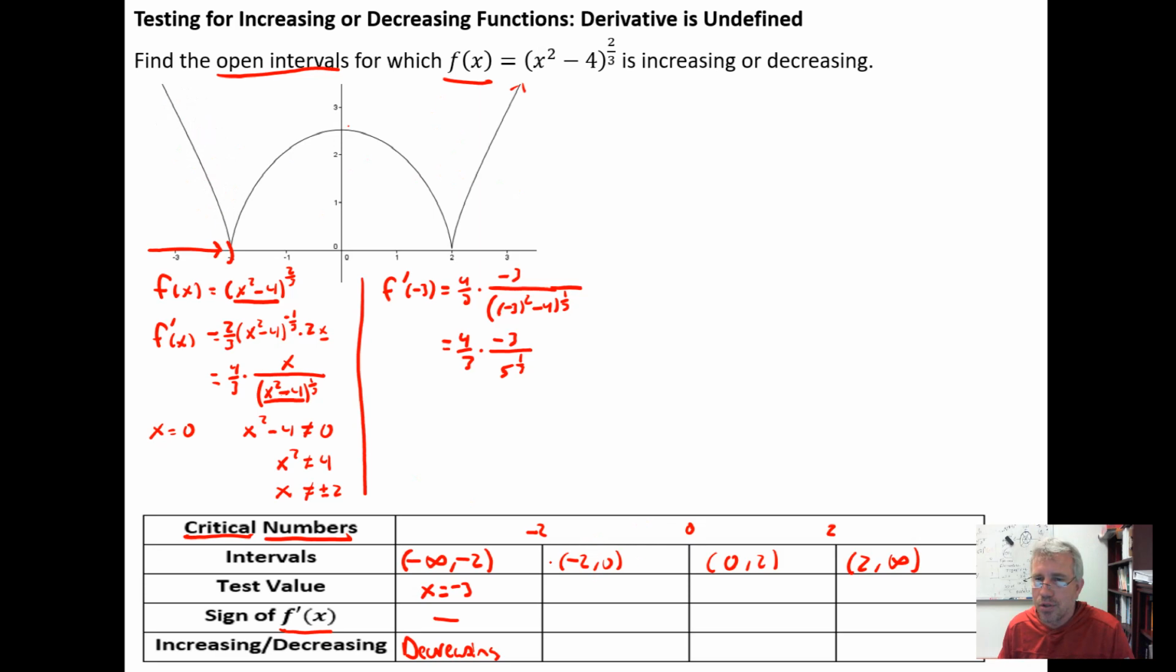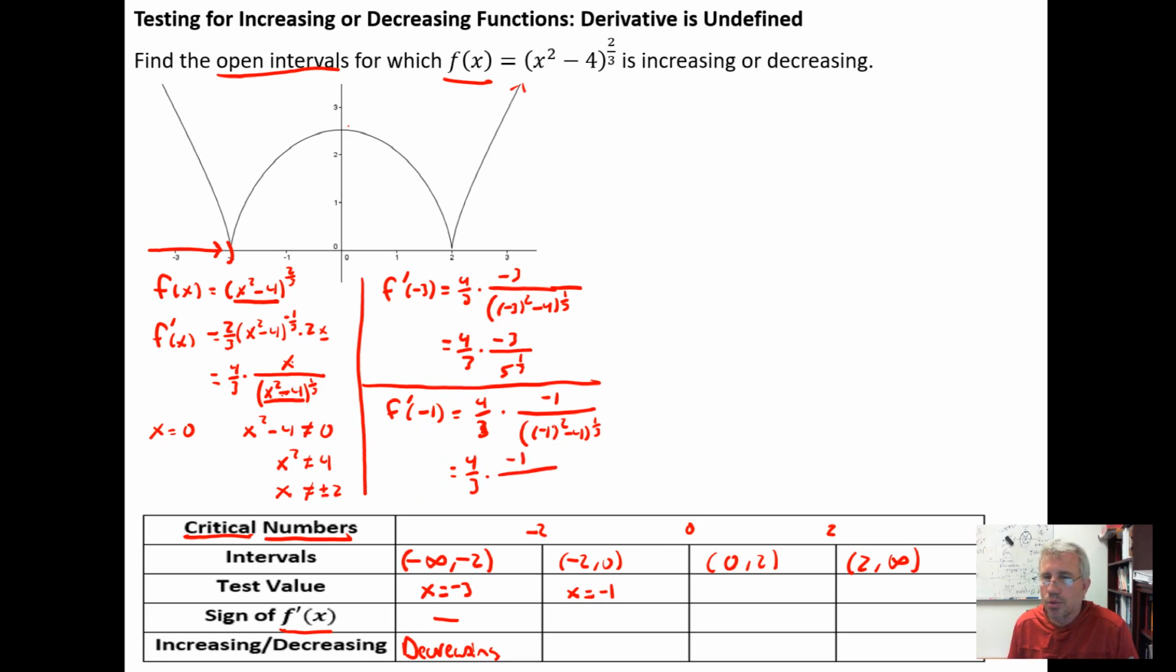Then you just step over to the next open interval. This is from -2 to 0. We need any x value in that open interval. So x equal to -1 will work. Plug -1 into the derivative, so f prime evaluated at -1 will equal 4/3 times x, but x is equal to -1 over square the -1 and then subtract 4 and raise it to the 1/3. So if we simplify this, we have 4/3 times -1 over -1 squared is 1.